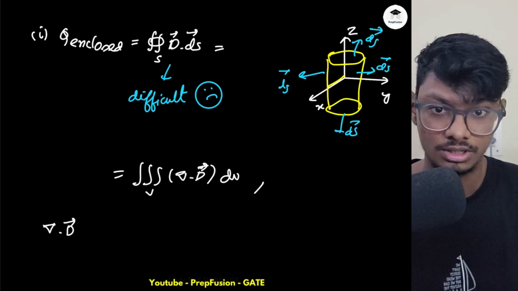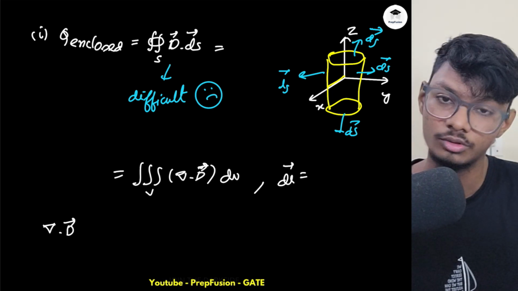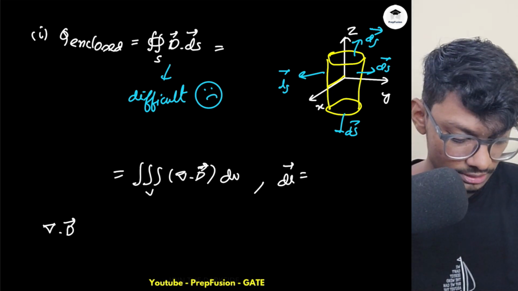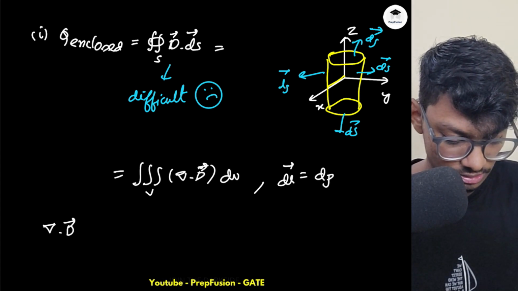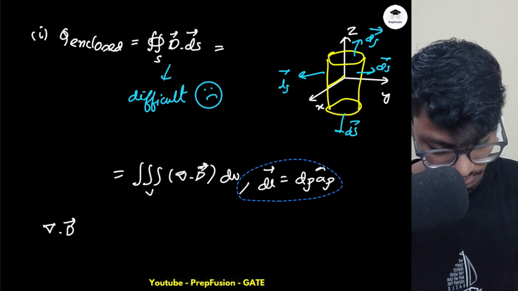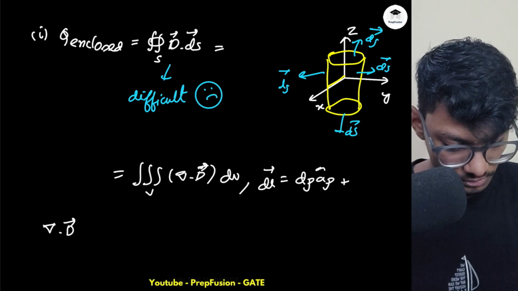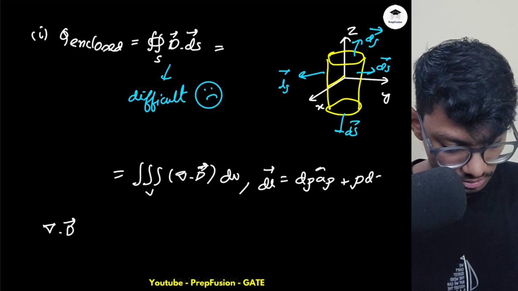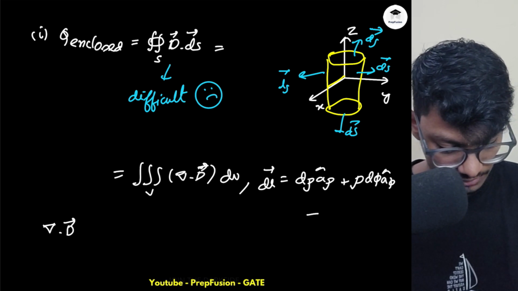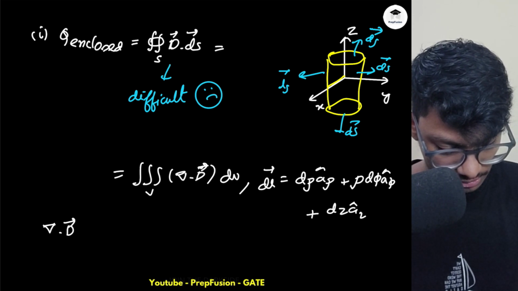Just write the dl now. How to remember? Just write the dl, and from there you will remember the h1, h2, h3. dl is what? For first it is d rho a rho cap. Next it is plus rho d phi a phi cap plus, this will be simply dz az cap, right?